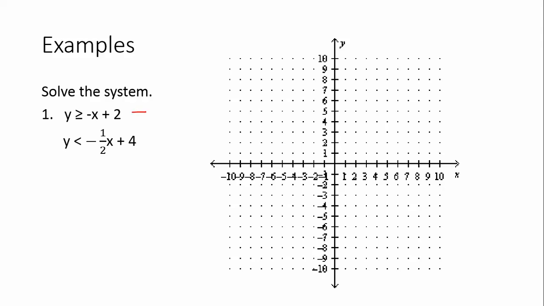We have y is greater than or equal to negative x plus 2. So we're going to start at positive 2. My slope is negative 1 over 1. So I want to make sure I'm going in the negative direction. And it's greater than or equal to, which means I'll have a solid line.